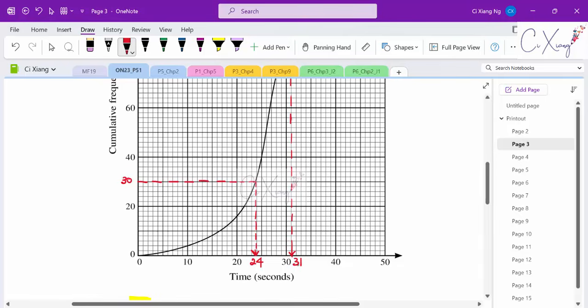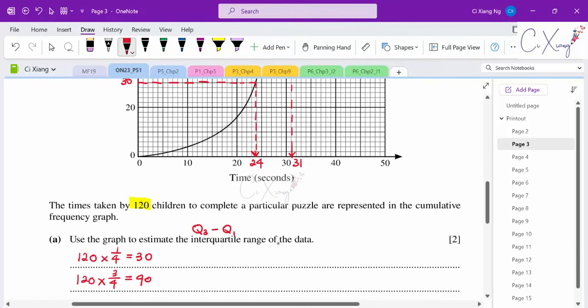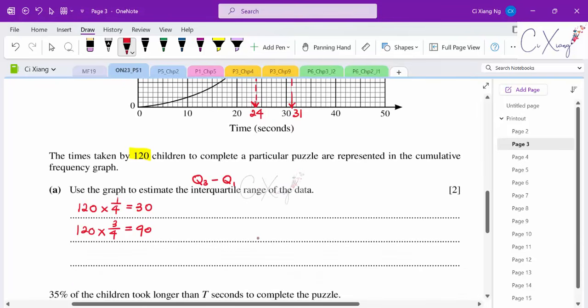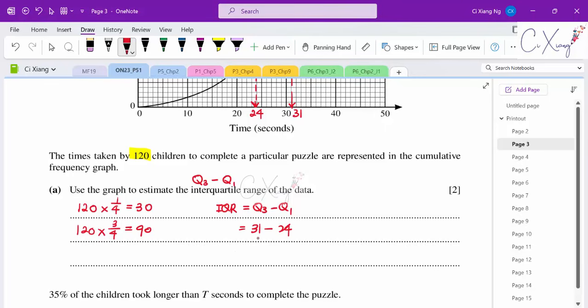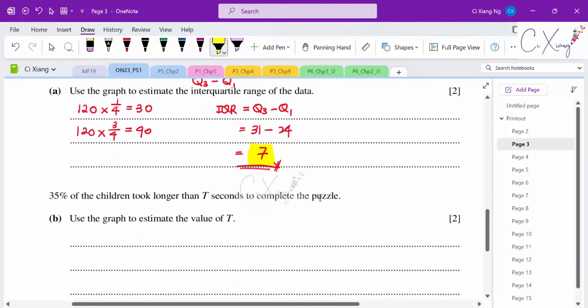Alright, since we already have the value for Q3 and also Q1, we can continue to find the interquartile range. The interquartile range equals Q3 minus Q1, as we know. Q3 is 31 minus 24, which equals 7. Just take note that when you are reading the value from the graph, there might be a small difference between people. So please check whether your final answer lies inside the range provided in the marking scheme or not. Okay, so let's continue to part B.